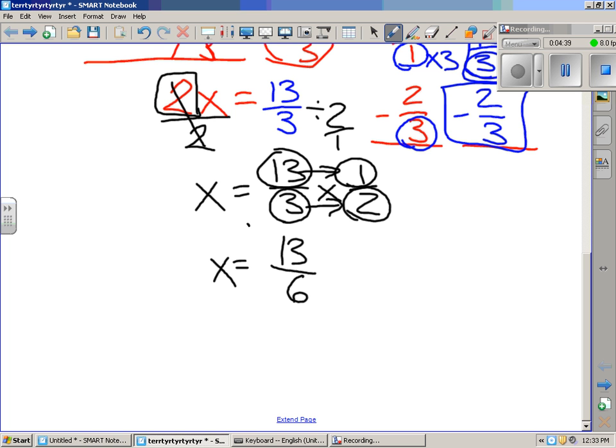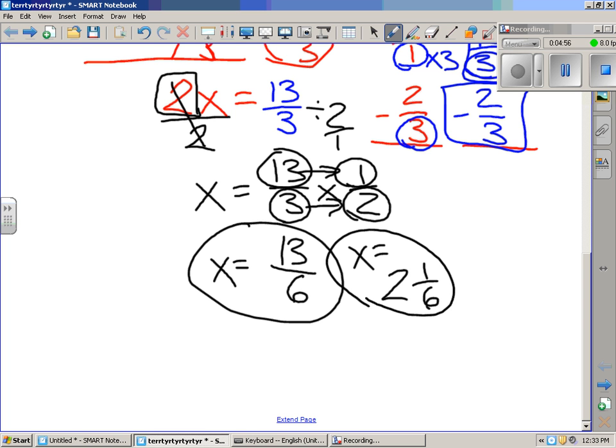So x equals 13/6. And we're not going to take the time in this video to show how to check your work. So you should have gotten x equals 13/6. Let's also write this as a mixed number. You could have also had 2 and 1/6 as your answer. That is equivalent to 13/6.